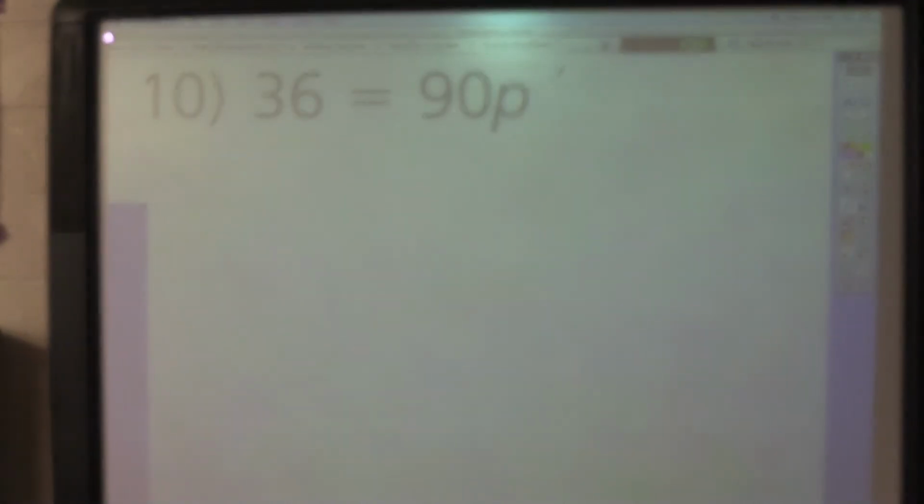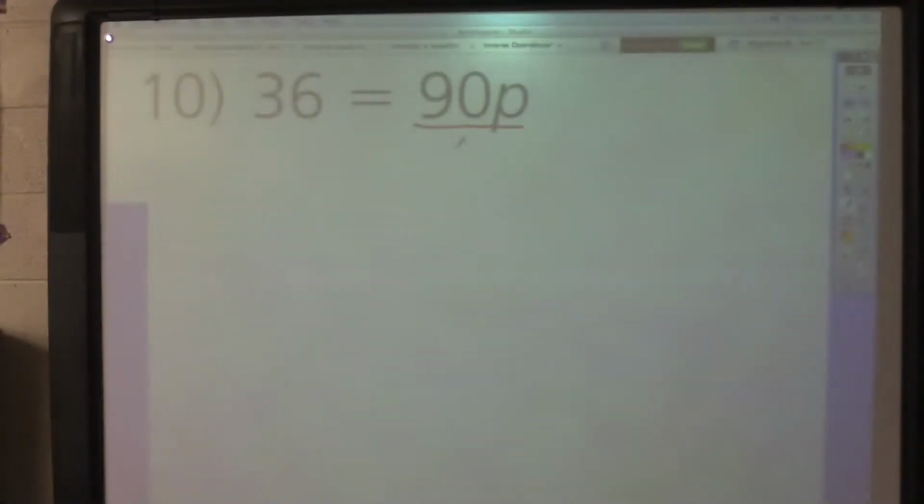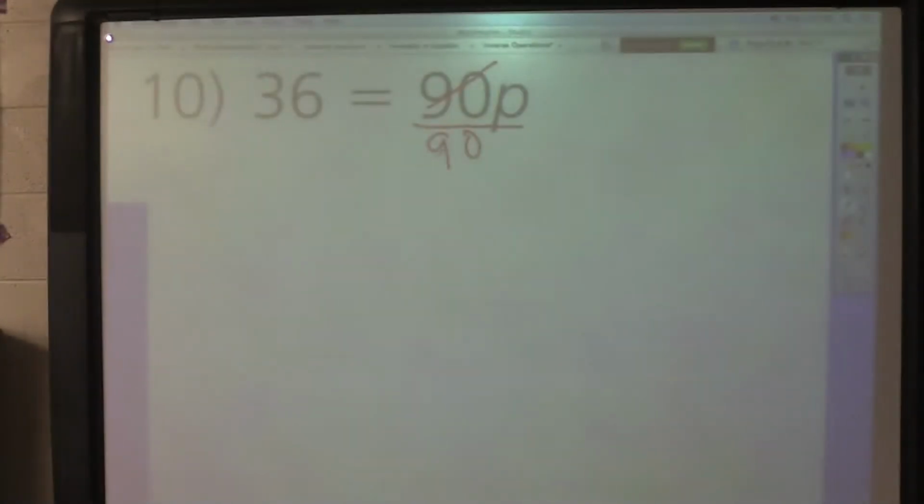Now, I can say a little division symbol, 90, and do it that way, but I like to use the fraction bar. All fraction problems are division problems, pretty much. I should say fractions, not fraction problems, but fractions are like division. All right, so 90p divided by 90, and that's going to isolate or separate or break out p. And if I divide this by 90, which essentially cancels those out, then I need to divide 36 by 90.